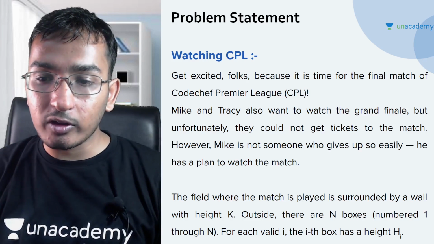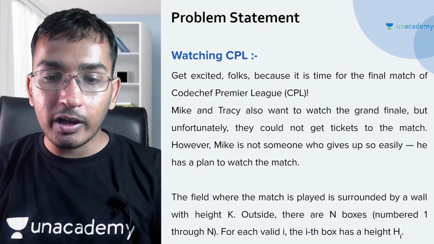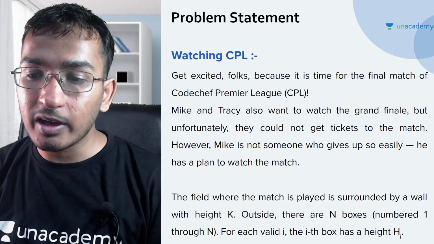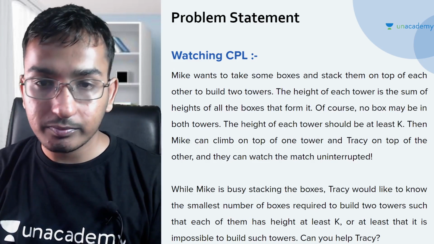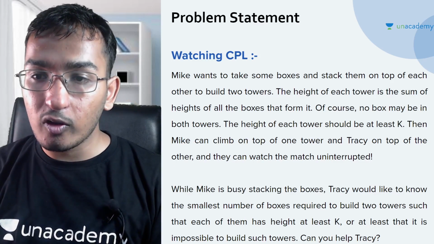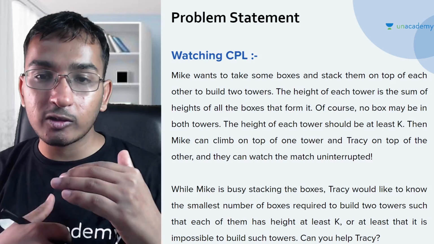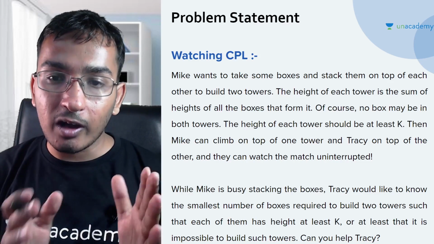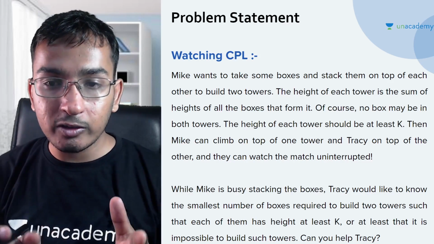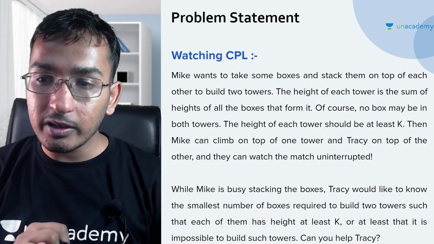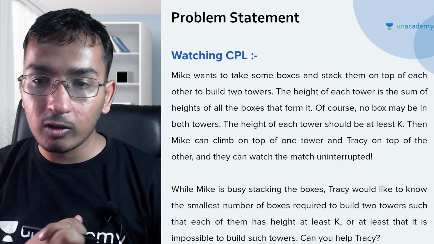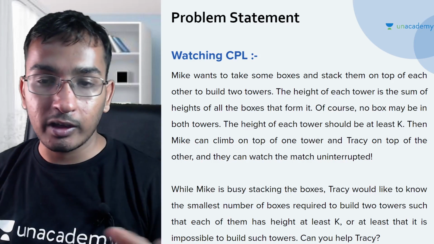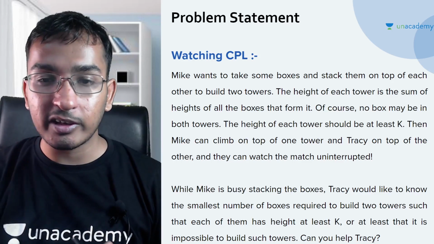The field where the match is played is surrounded by a wall with the height of k. Outside there are n boxes numbered 1 through n. For each valid i, the ith box has a height of h_i. Mike wants to take some boxes and stack them on top of each other to build towers. So Mike wants to build 2 towers using those boxes. The height of each tower is the sum of the heights of all its boxes. Of course, no box may be in both towers. That is an obvious constraint here.